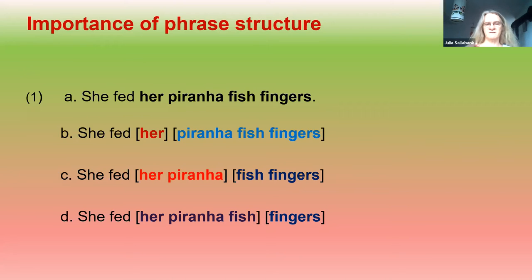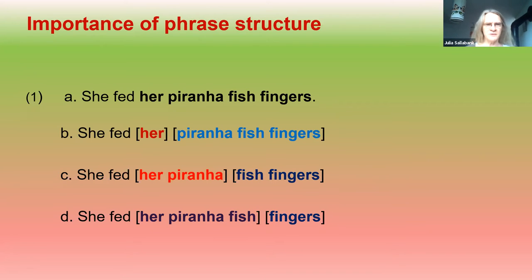So she fed fish fingers to the piranha, but her could actually refer to someone else, someone who's not named, but might have been named in a previous part of the conversation. So she might have fed another woman fish fingers made of piranhas, because piranha is a kind of fish. Then again, if she wasn't very careful, and actually dipped her hand into the fish tank, she might then find that her piranha fish actually ate her fingers. So we can have a bit of fun playing with language.